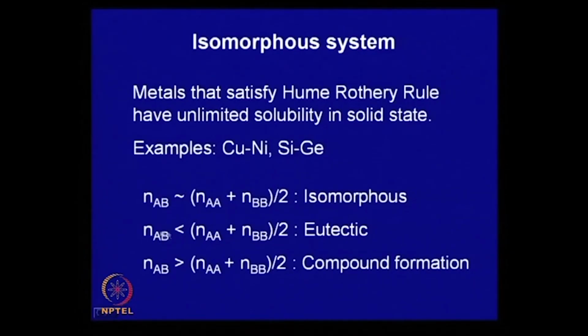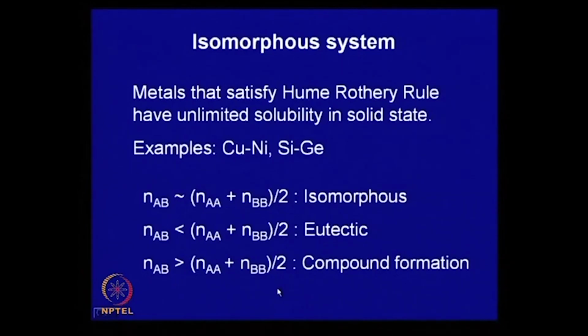Now, when a eutectic forms, what happens? The AA bonds or like bonds will be more in number. That means AB bonds will be fewer than what is expected from the composition. Then you get a eutectic type of structure. In the other case, the number of AB bonds is more than that given by the composition. In that case, there will be a tendency to form compounds, and depending on the extent of deviation, we can have different types of phase diagram.